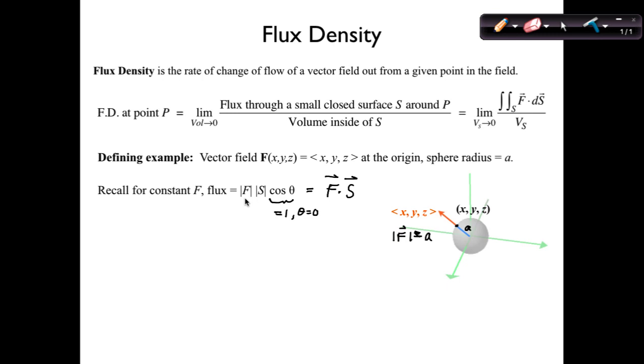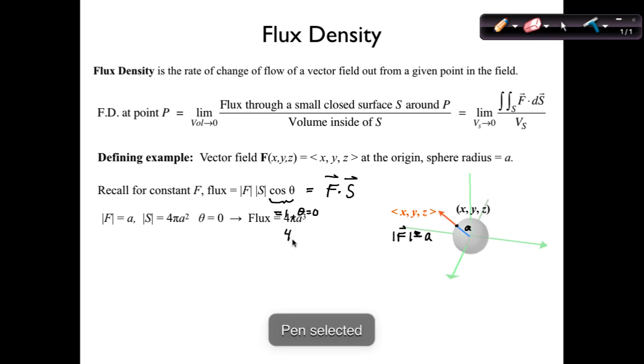So the magnitude of f is a. The magnitude of s is? What's the magnitude of s? 4 pi r squared. That's what that says right there. So there it is, 4 pi r squared. Therefore, the flux is 4 pi a cubed.